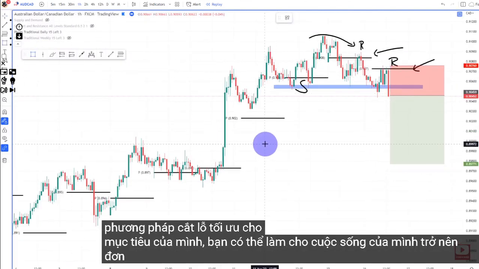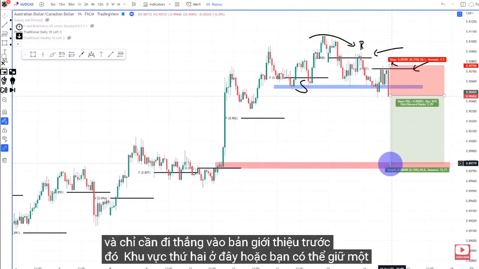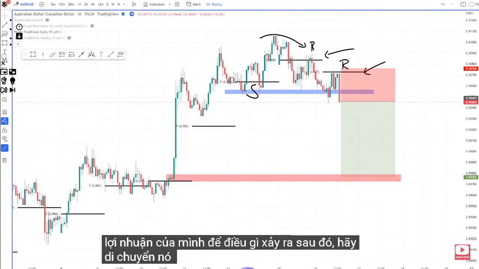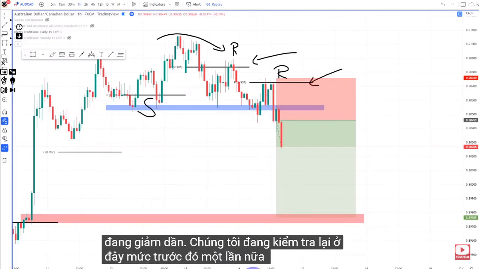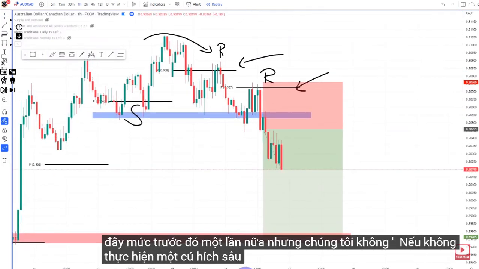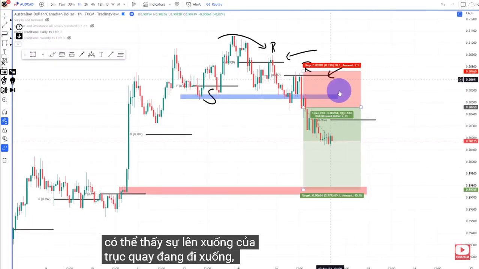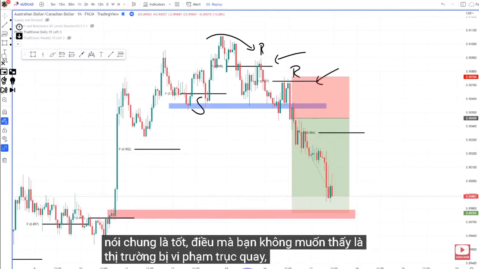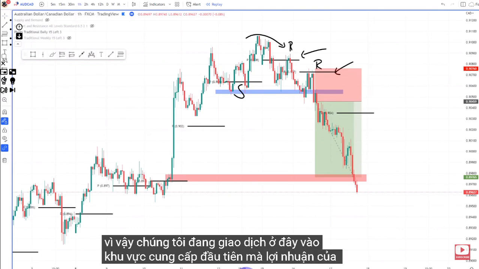Targets, you could make your life simple and just trade into the previous demand area here, or you could keep an open target and then just trail your profits. So what happens afterwards? Let's move it step by step. You can see we're moving lower. We're retesting here the previous level once again, but we don't make a deep push. You can see up and down, up and down. The pivot is going down. That's good. Generally, what you don't want to see is the market violate a pivot. So we are trading here into the first supply area. Your profit would have been hit.